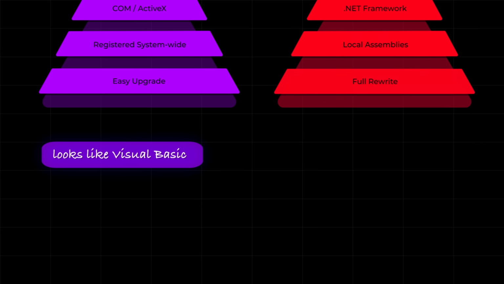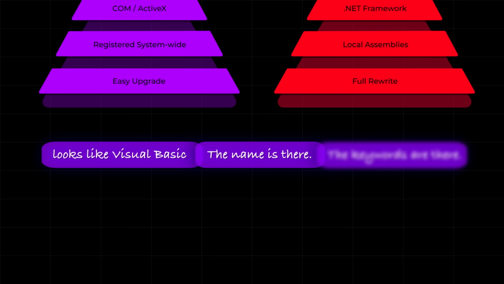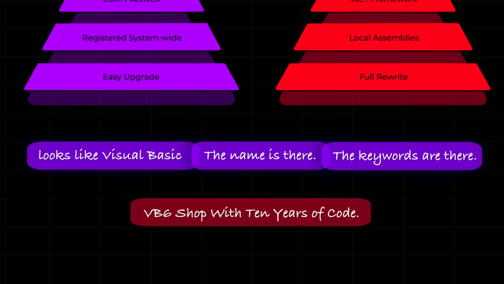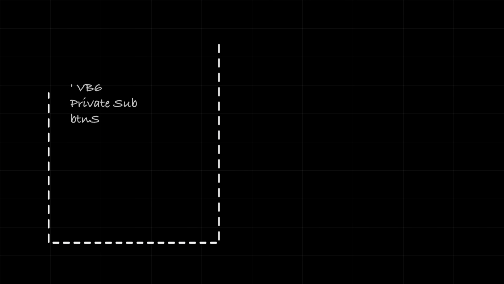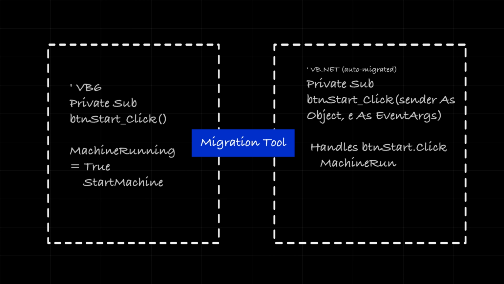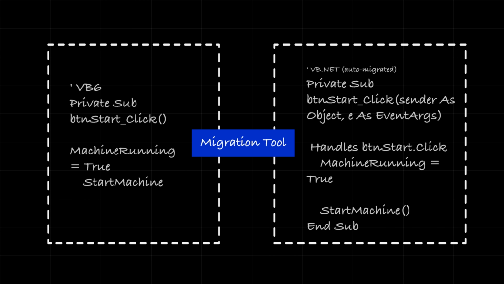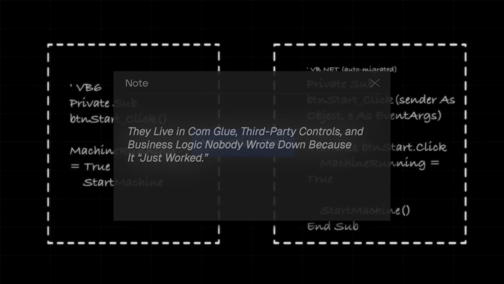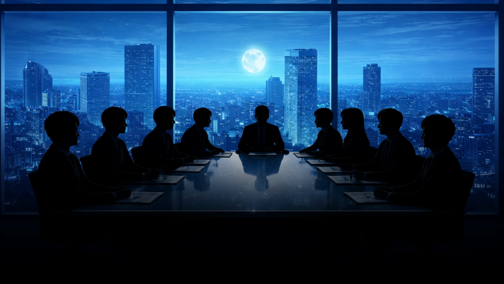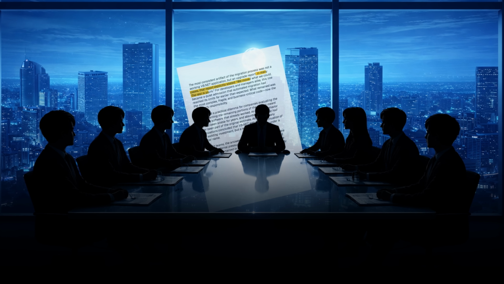It still looks like Visual Basic. The name is there, the keywords are there. But for a VB6 shop with 10 years of code, it isn't an upgrade, it's a move. Different runtime, different libraries, different rules. Migration tools can translate the easy parts. Real applications don't live in the easy parts. They live in COM glue, third-party controls, and business logic nobody wrote down because it just worked. So the honest output of that era isn't a clean conversion, it's the upgrade report. We moved what we could, the rest is yours.